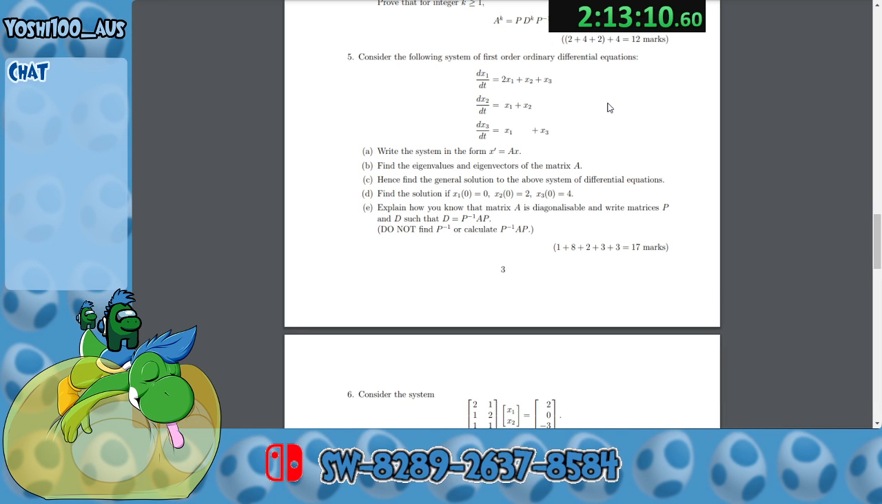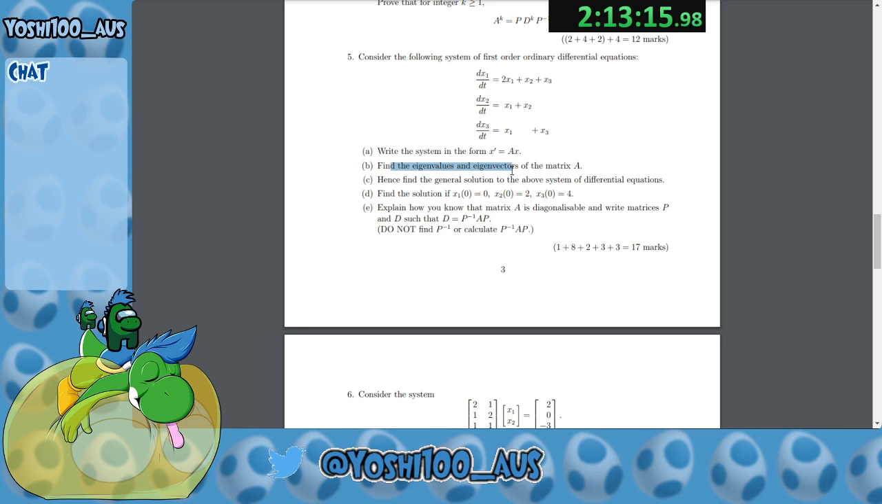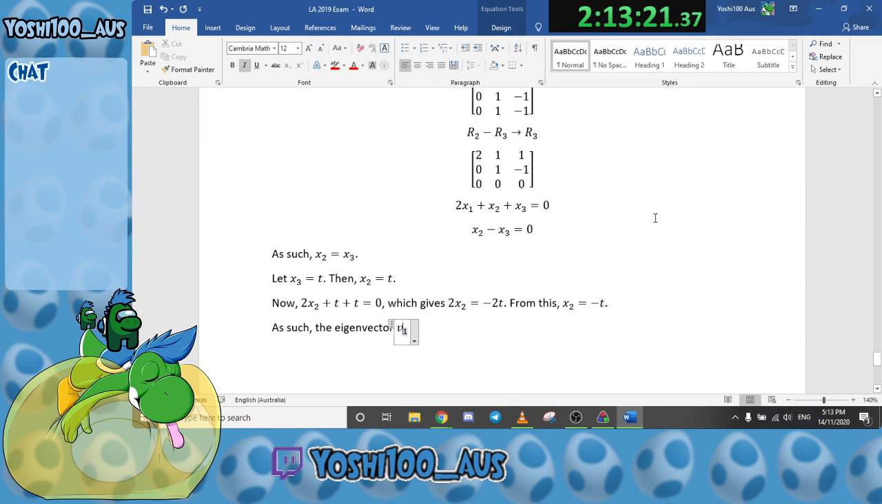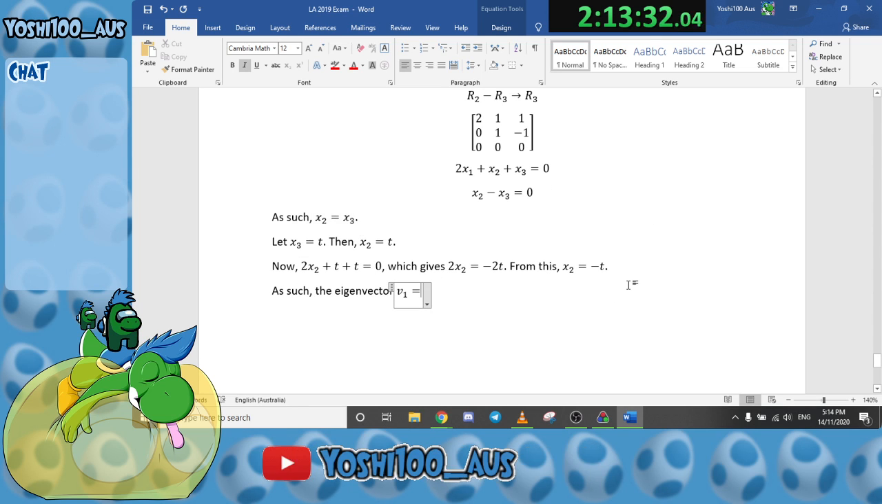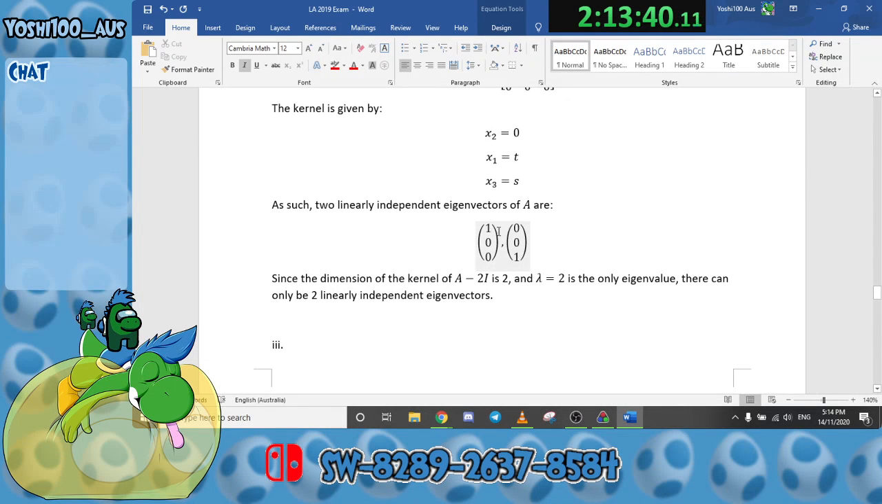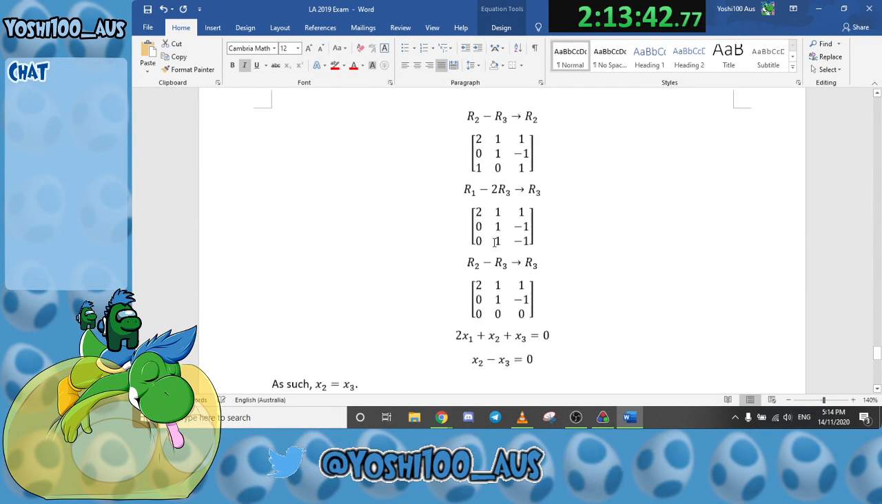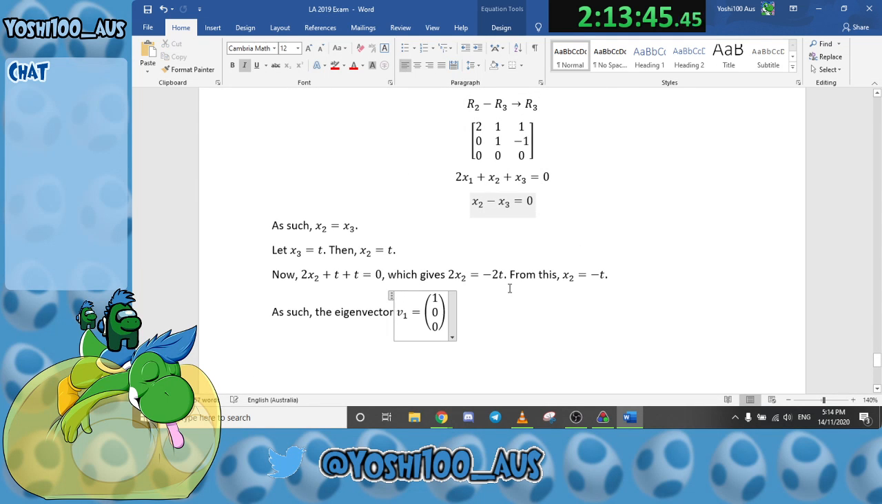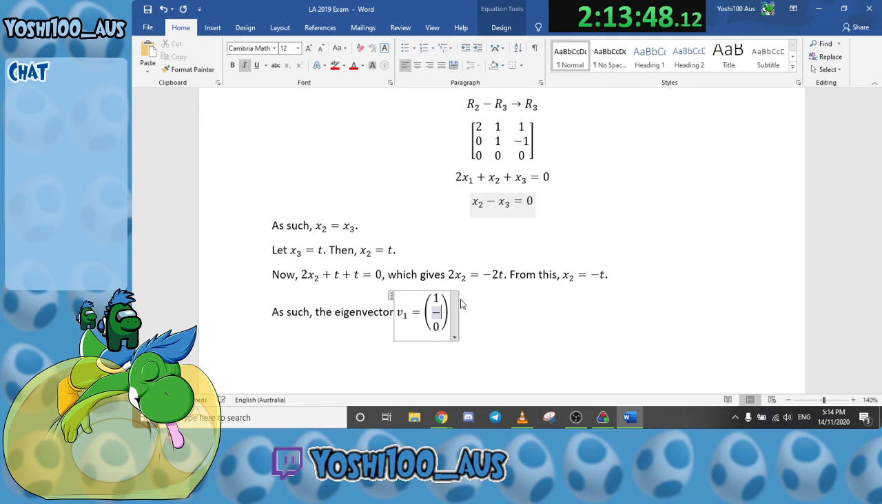It's differential equations. We've done this. We're finding the eigenvalues and eigenvectors of the matrix A. So I'm currently in the process of doing it for eigenvalue 0, which is fun. This means we get 1 minus 1, 1. Is there somewhere I can copy? I'm so lazy. 1 minus 1, 1.